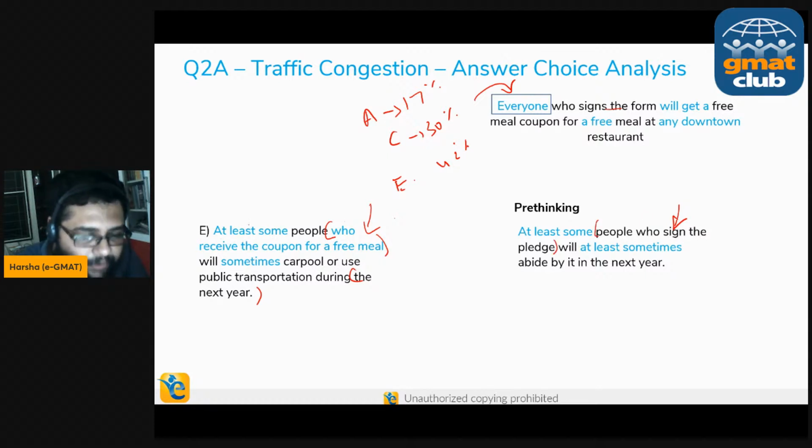Now, what does option E say? At least some people who sign the pledge, at least sometimes, at least once, they will do carpooling or use public transportation. When? During the next year. The time frame is also important. It's not just one event, it's for the whole year.